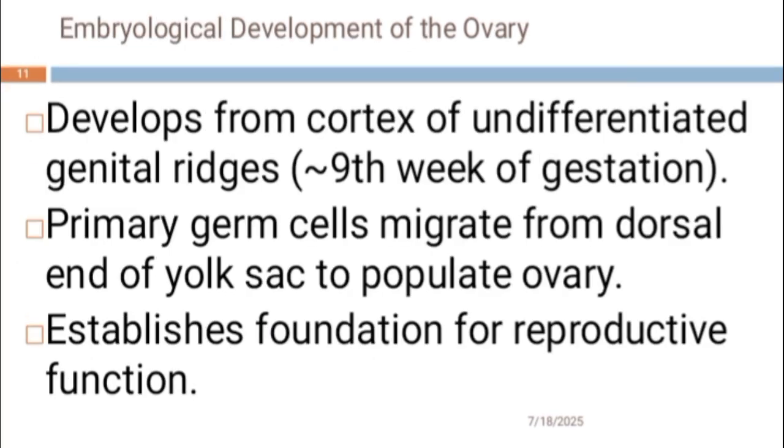Let's conclude with its development. Understanding the ovary's embryological origin provides insight into its role in reproduction. The ovary develops from the cortex of the undifferentiated genital ridges by around the 9th week of gestation. Primary germ cells migrate from the dorsal end of the yolk sac to populate this region, setting the stage for ovarian function. This developmental process highlights the ovary's early establishment as a key reproductive organ.